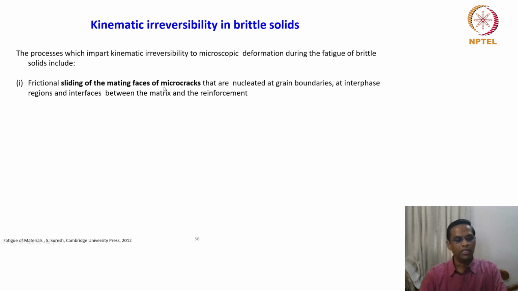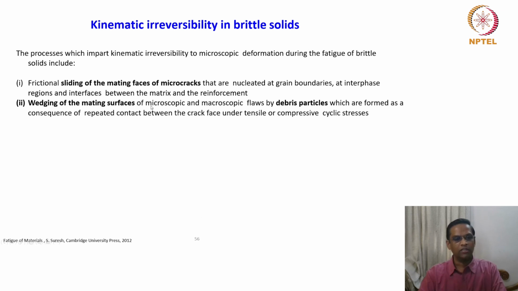frictional sliding of mating faces of microcracks. So we are now going to talk about microcracks. In fact, even Griffith considered microcracks as the basic units in the glass. Right? So similarly, same approach. Here we are talking about frictional sliding of mating faces of microcracks that are nucleated at grain boundaries, interface regions, and interfaces between matrix and the reinforcement. Wedging of the mating surfaces of microscopic and macroscopic flaws by debris particles, which are formed as a consequence of repeated contact between the crack faces under the tensile and compressive cyclic stresses.